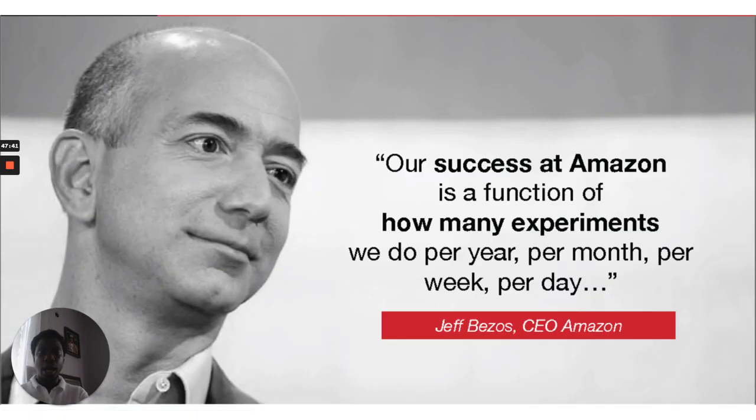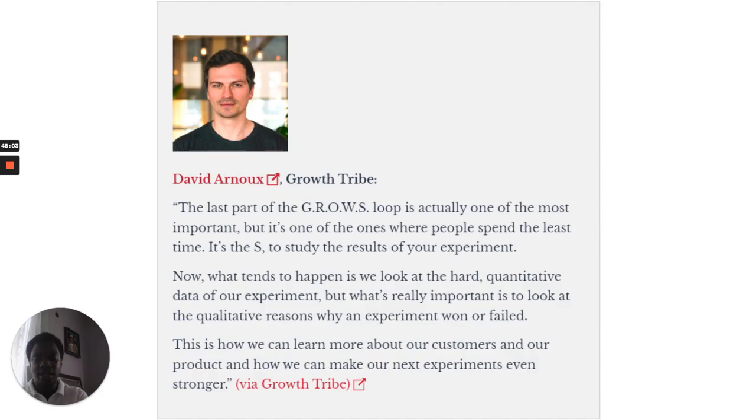This is the link. Now, Jeff Bezos said something, which was what I was saying about Amazon. He said our success at Amazon is a function of how many experiments we do per year. So they ran a lot of experiments. He said how many experiments we do per year, per month, per week, per day. So constantly trying things based on data, right? And so once you've done your experiment, you've gone to work, what does the data say?